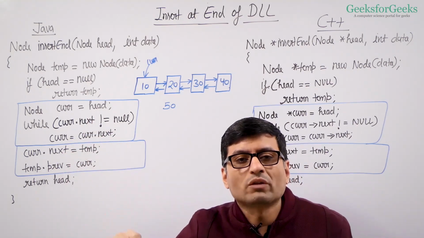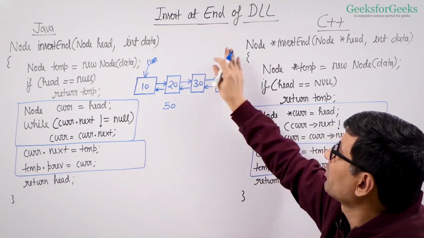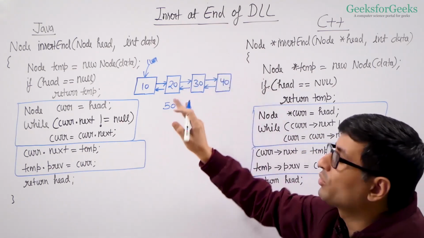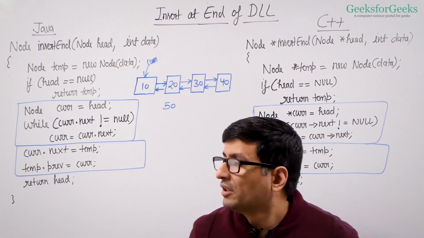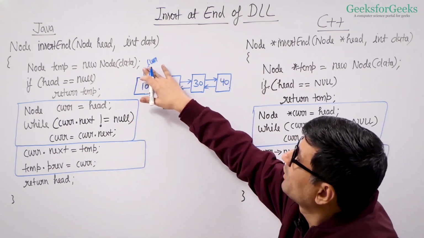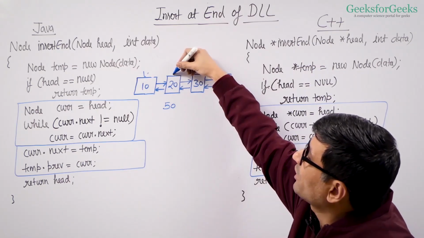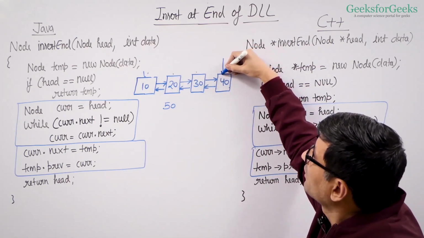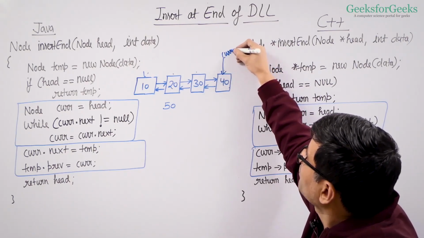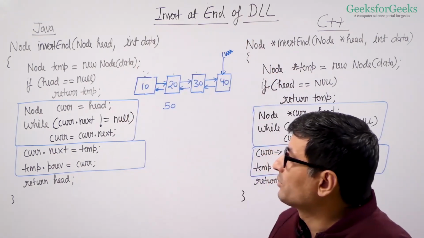We want to get hold of the last node, and we'll come out of the loop when we find a node whose next is null. So we'll come out of the loop when we reach the last node. So current will move from here to here, its next is not null, its next is not null, then it will come here and its next is null. So current will stop at this point. That's how we find the last node.